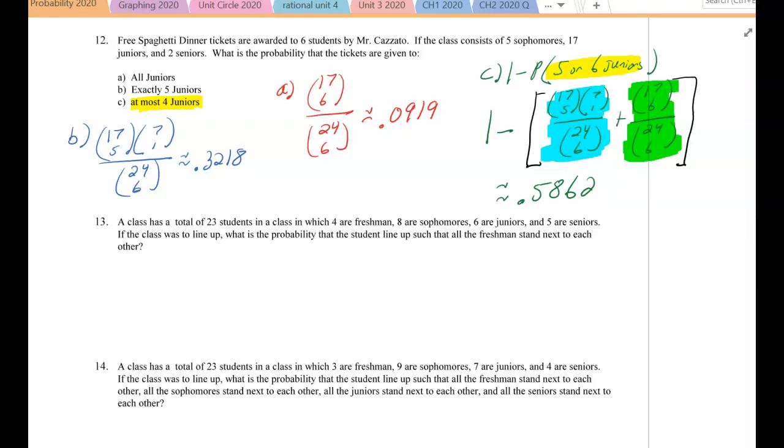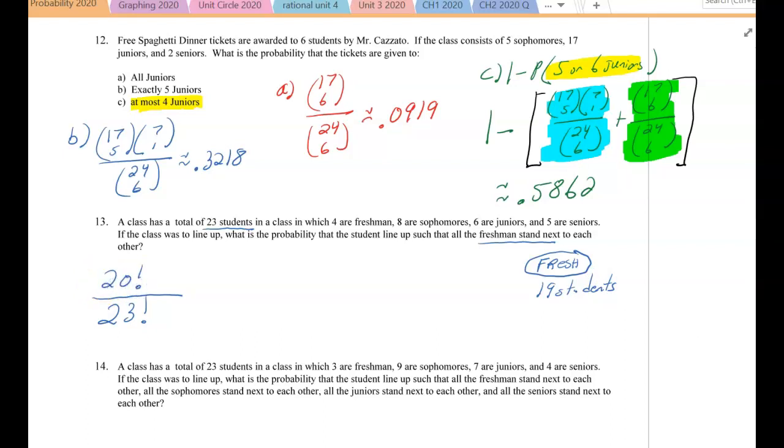Number 13 actually reverts back to the counting problems that we did in the earlier unit and all the different ways people could line up. So if I think about favorable over total, if I have 23 people in the class, there are 23 factorial ways that they can line up at the door. And now we want the freshmen to stand next to each other. So let's consider the 4 freshmen as a group. Then we have 19 other students. So how many objects are being lined up? 20. So it would be 20 factorial.